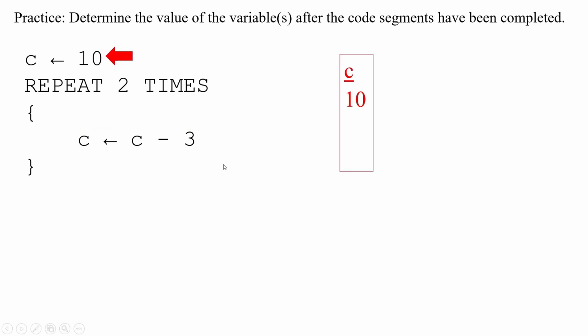And then I repeat 2 times. So I subtract 3 the first time and I subtract 3 the second time to get a value of 4 for my final value of C.